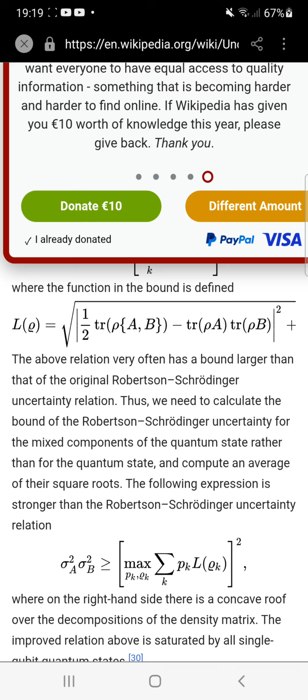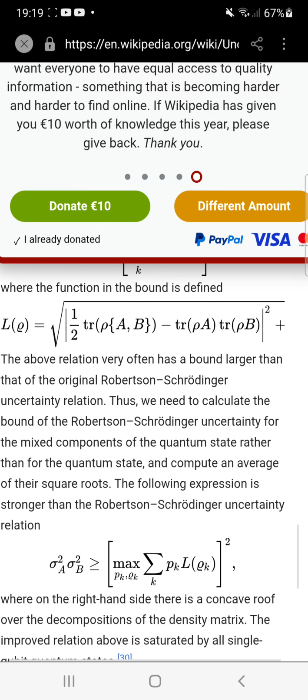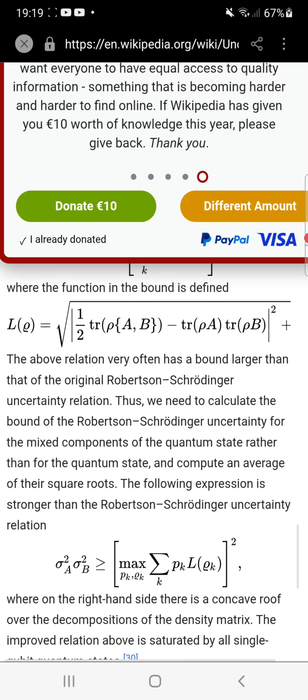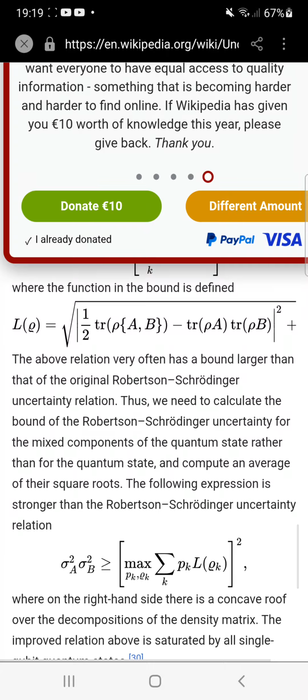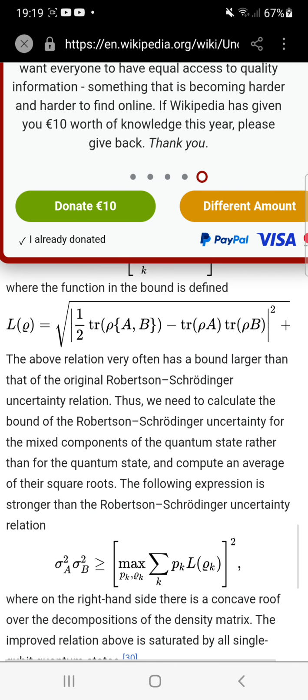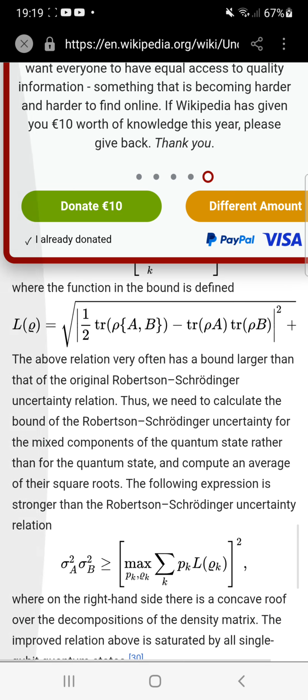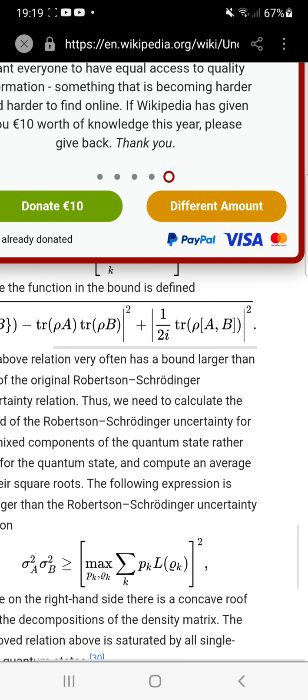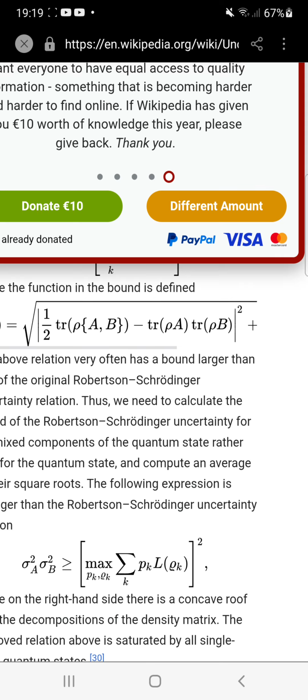Rho A B minus Rho A Rho B squared, root half Rho AB minus Rho A Rho B squared plus 1 divided by 2I Rho AB squared.